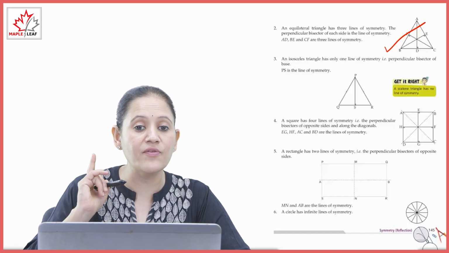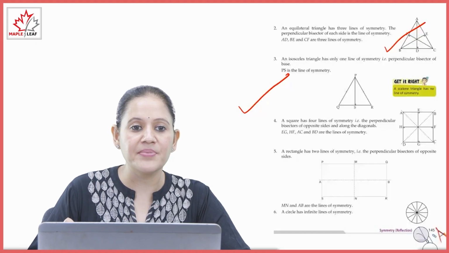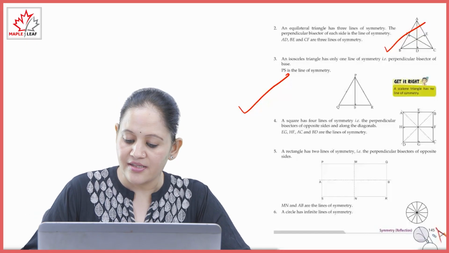An isosceles triangle has only one line of symmetry, the perpendicular bisector of the base. PS is the line of symmetry. A scalene triangle has no line of symmetry.